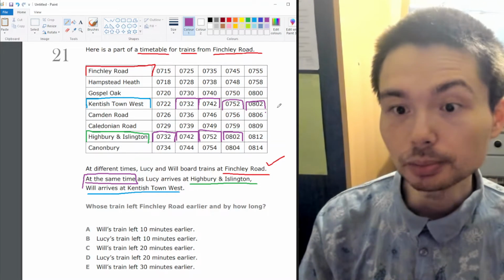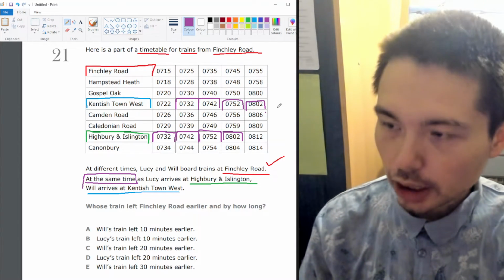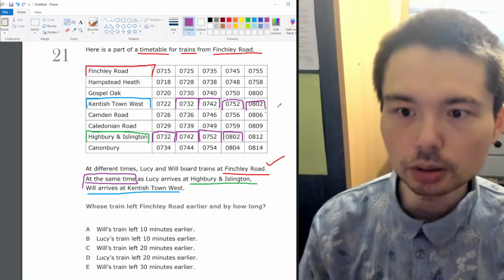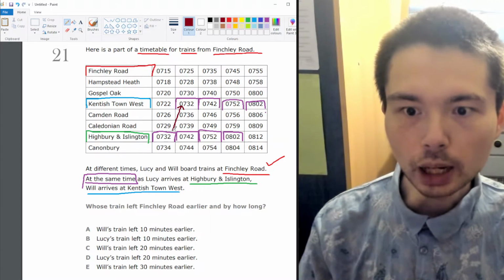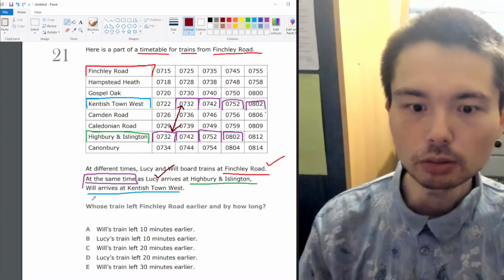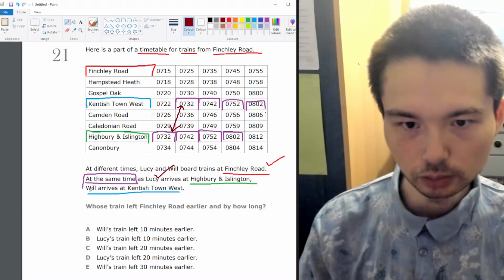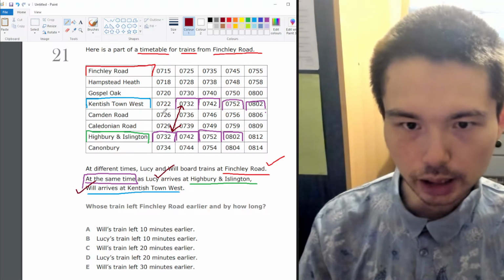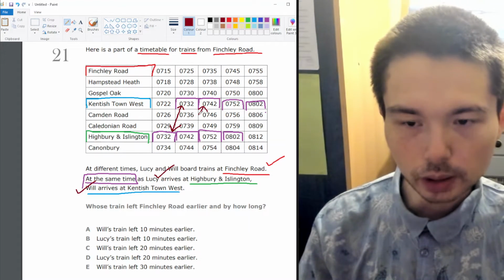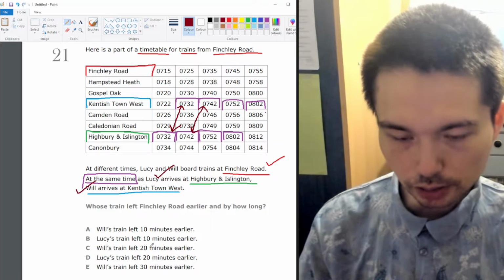I hate this question. But I think I've understood it, checking the mark scheme to help you guys. Look at the difference between these two. When one person, Lucy, arrives at Highbury and Islington, then Will arrives at Kentish Town West. And there's always a 10-minute difference. So that's the first thing to notice.